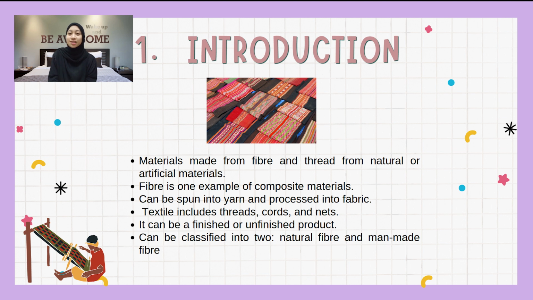In addition, textile fiber can be spun into yarn and processed into fabrics by different methods such as weaving, knitting and felting. The number of steps involved and the speed of production determine the cost of the fabrication process. To put it simply, the fewer the steps and the quicker the process, the cheaper the fabric. Furthermore, textile can be a finished or unfinished product, and it can also be classified into two types, which are natural fiber and man-made fiber.